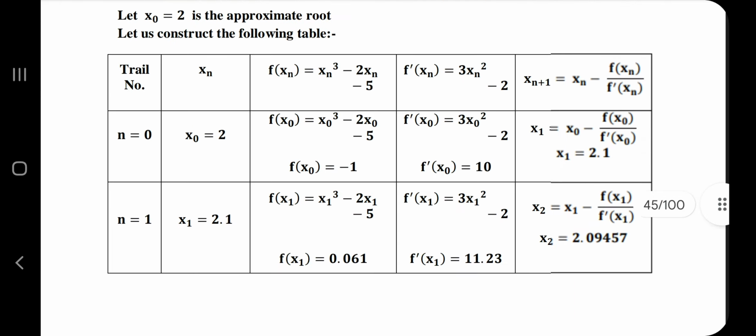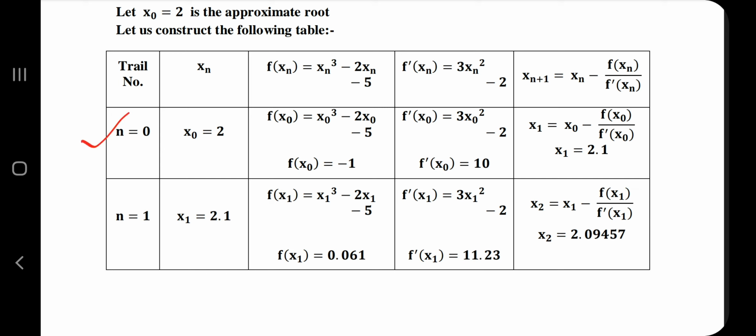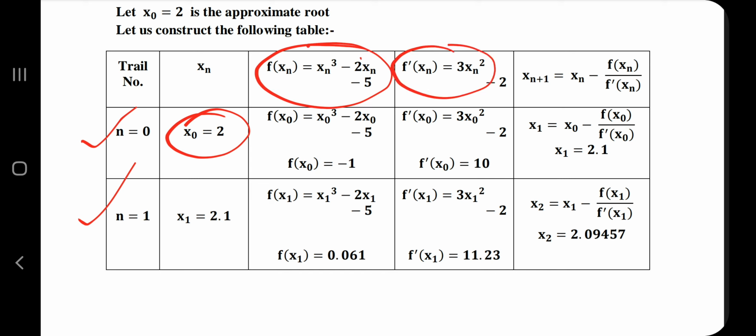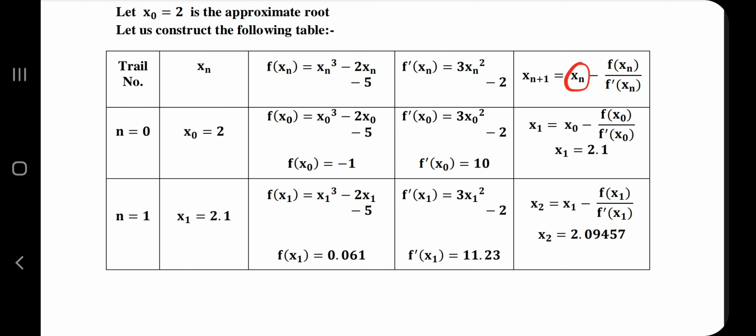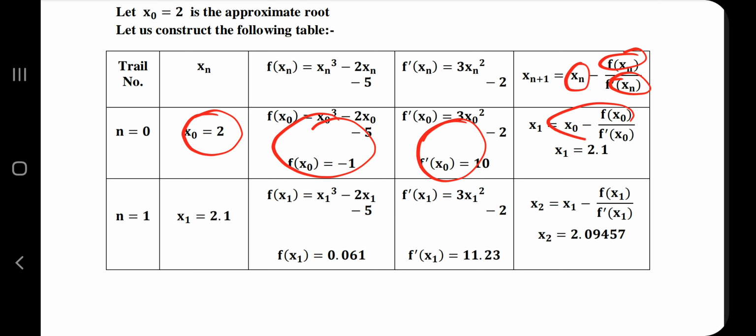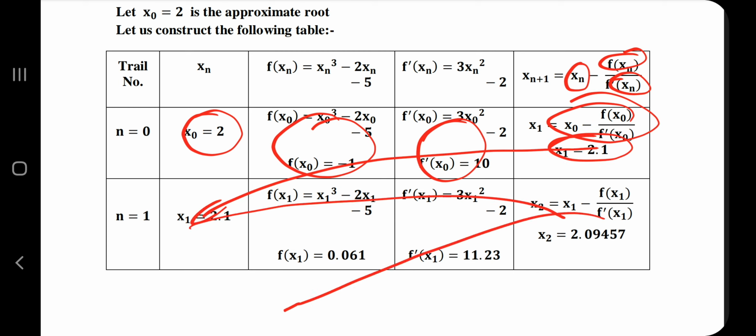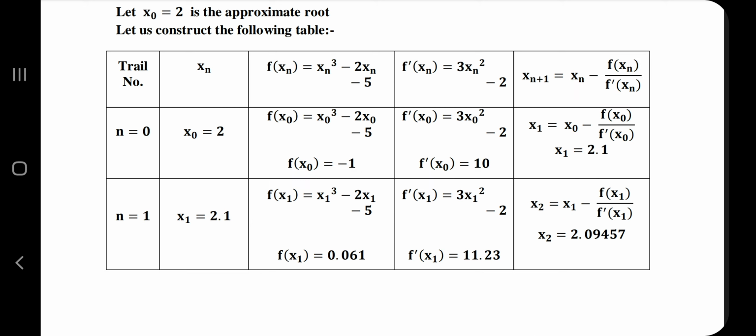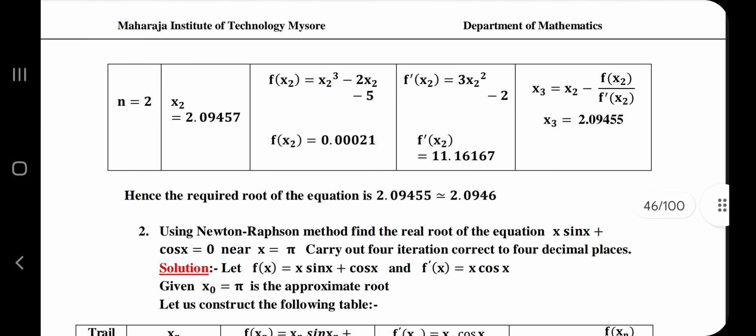Okay, so what you'll be doing is performing some trials here. n is equal to 0, n is equal to 1, n is equal to 2. Take the x naught value as 2 here. Apply this formula with f of x and f dash of x to get x of n plus 1, the next x value. Substitute x of n here, which is 2 in this case, along with f of xn and f dash of xn that you found here. Substitute those and calculate the answer. Take this answer, do the same thing again, get the answer, and again do the same thing. Like that, do it 2 or 3 times until you get a similar answer.